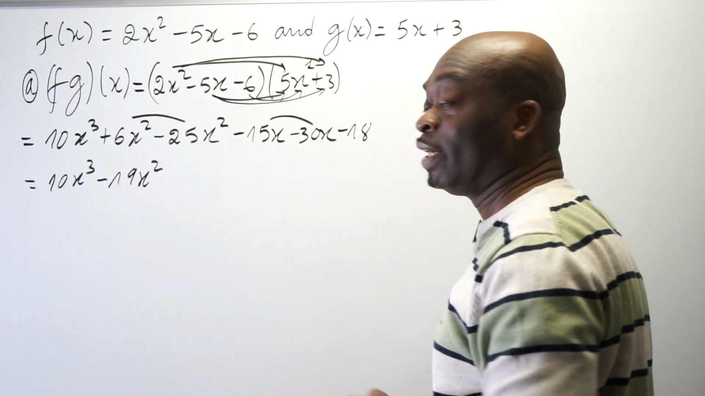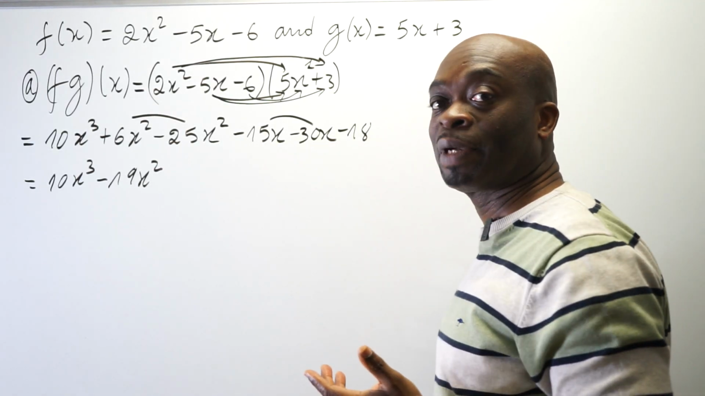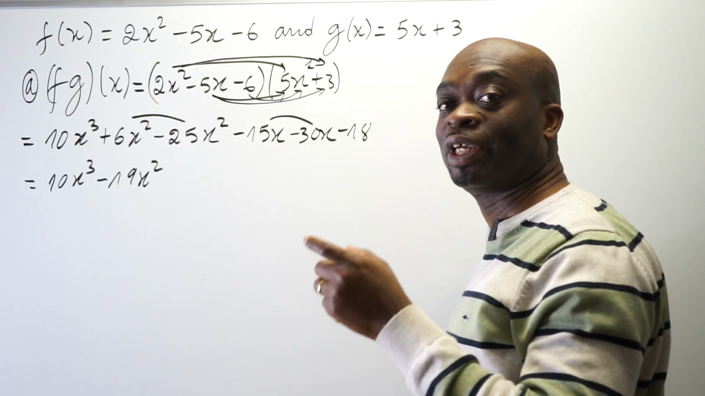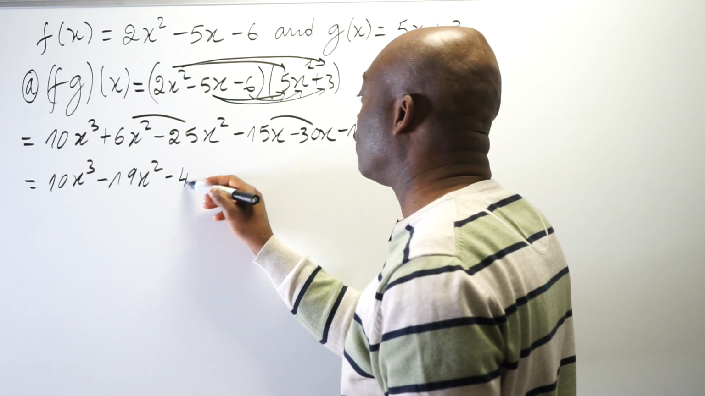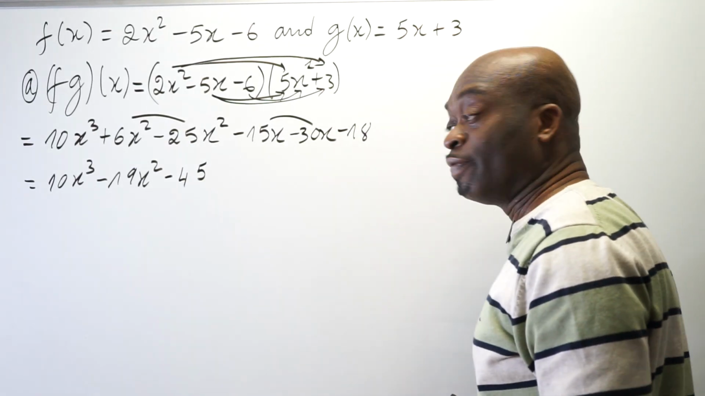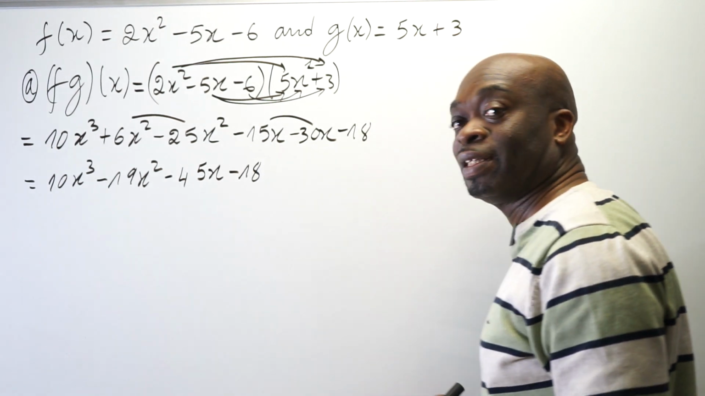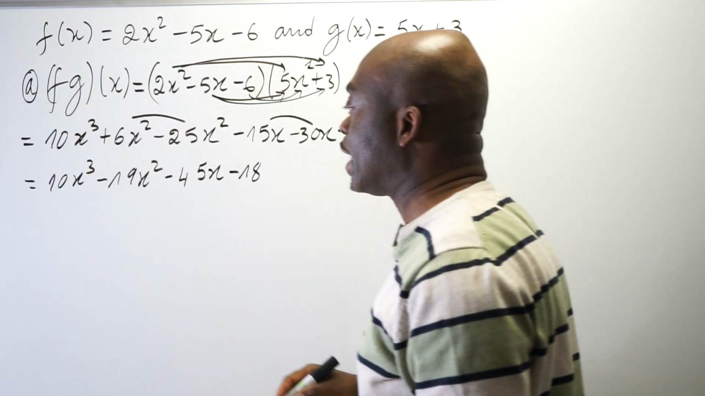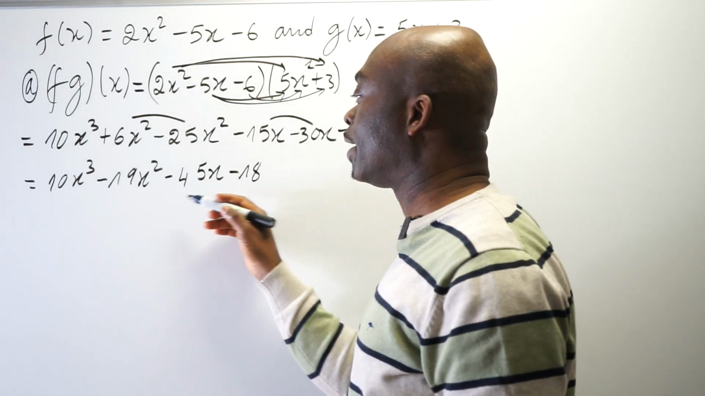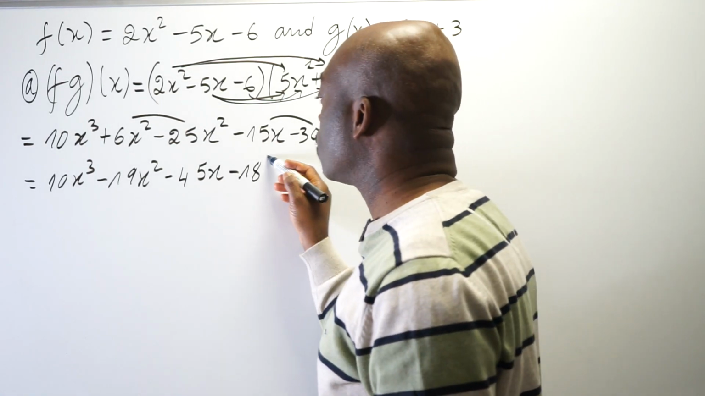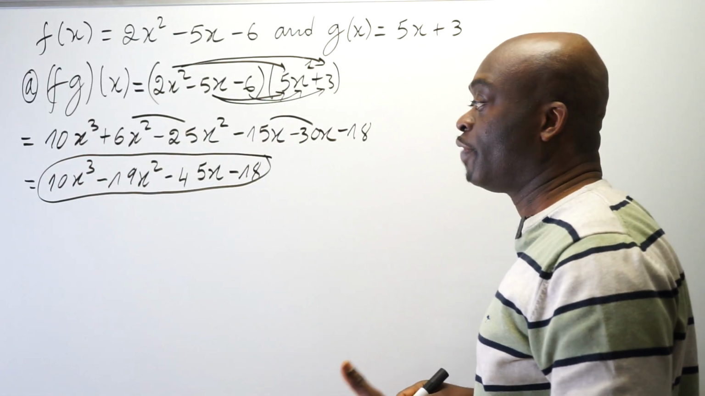Now we have negative 15 and negative 30. Both of them carry the same sign, what do we do? We add and we keep the sign. So we add 15 to 30, that will give us 45, and then the sign is negative, negative 45x. Then minus 18. Okay? So is there anything else that we can combine together? No. Okay? So we can't combine any of these things together. So this will be our final answer when it comes to f times g of x.